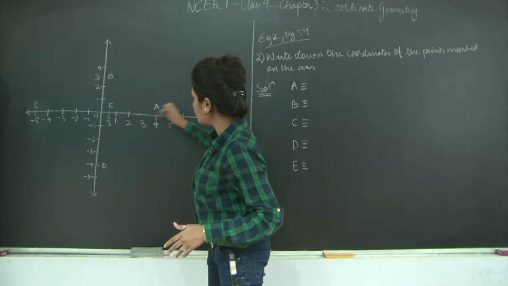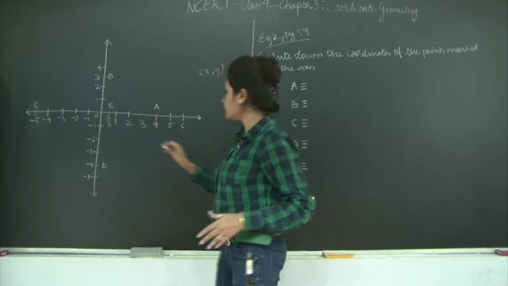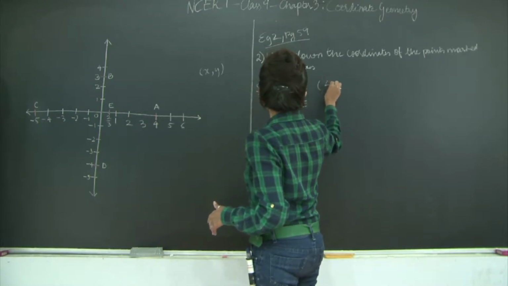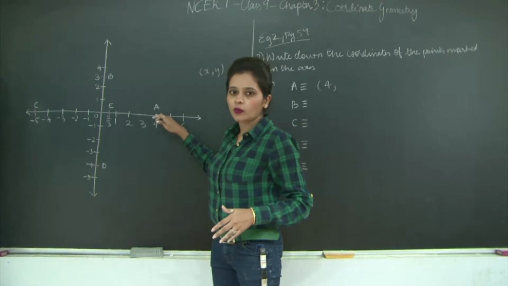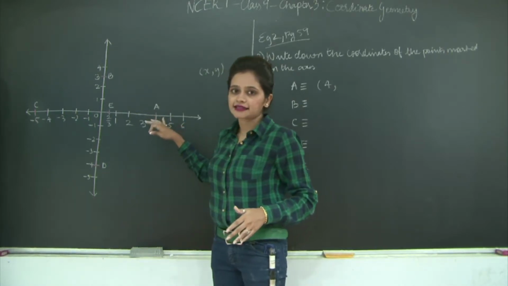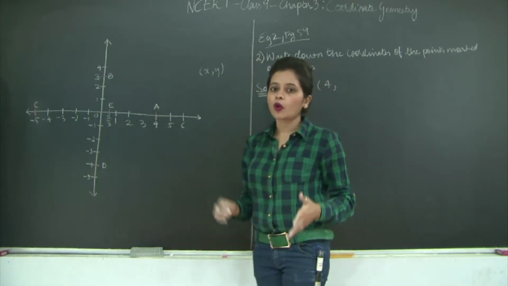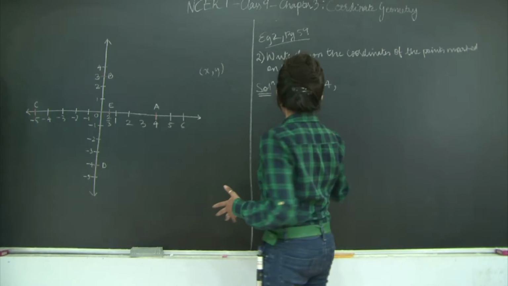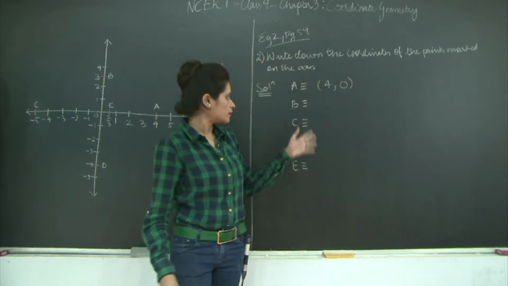Now point A, the x coordinate is the perpendicular distance from the y axis. So this is going to be 4, and if you notice, the y coordinate or the ordinate is 0 because this is lying on the x axis. So we have learnt in the previous class that the ordinate is 0 for a point lying on the x axis. So the coordinates of point A are (4, 0).